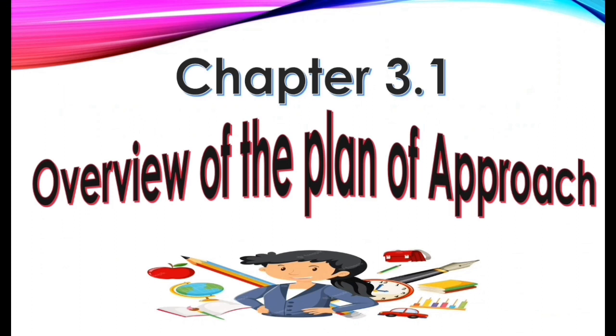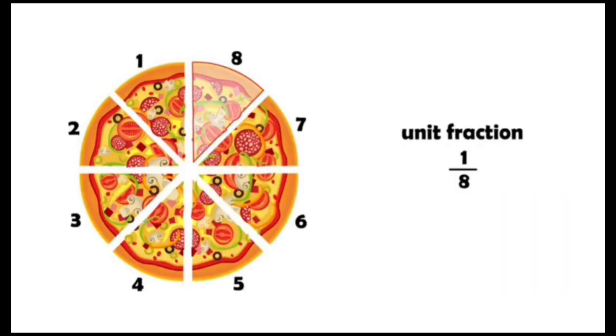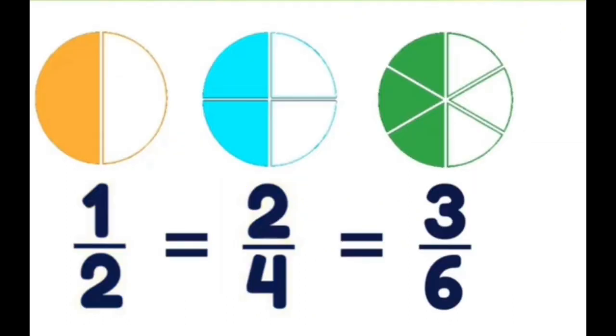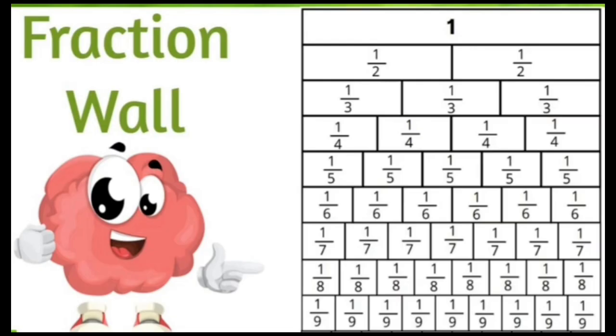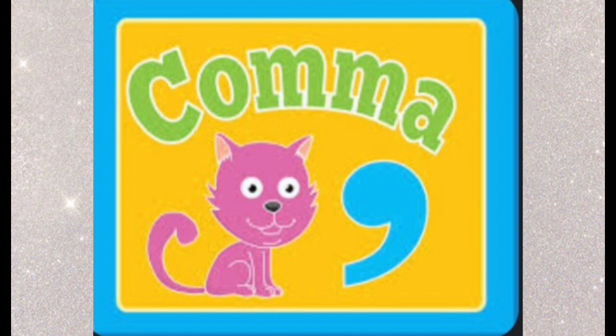Overview of the plan of approach. This study was conducted by the researcher for her individual study research. The researcher chose the topics fraction and punctuation. Each topic was broken down into two subtopics. For the topic fractions, the subtopics were unit and equivalent fractions. The subtopics, capital letters and the comma, were derived from the topic punctuation.